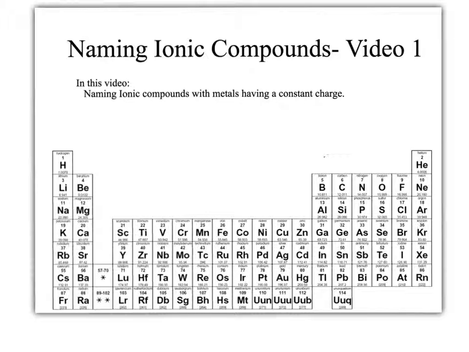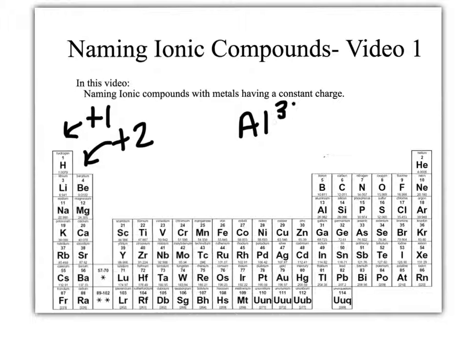So on this video, we're going to name ionic compounds with metals having a constant charge. As we learned, there are a couple metals that have a specific charge all the time. So group 1 is the alkali metals, and they have a charge of +1. Group 2 has a charge of +2, and aluminum has a charge of +3 all the time, zinc has a charge of 2+ all the time, and silver has a charge of +1 all the time. So that's going to be the first thing that you're going to do when you're looking at naming compounds, is you need to figure out if they are in group 1, group 2, or are aluminum, zinc, or silver.